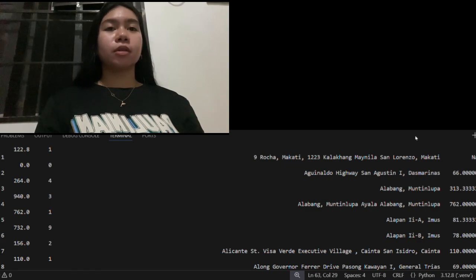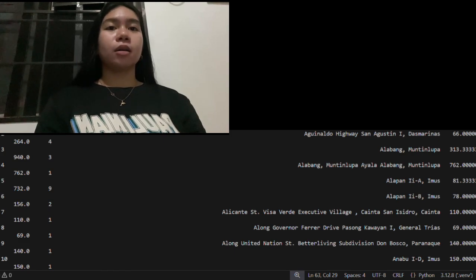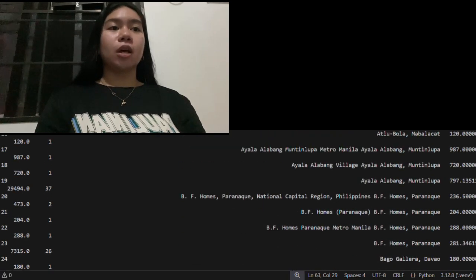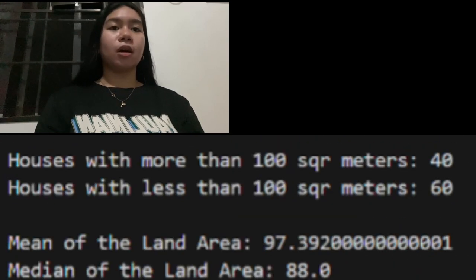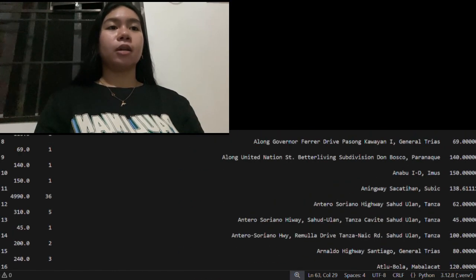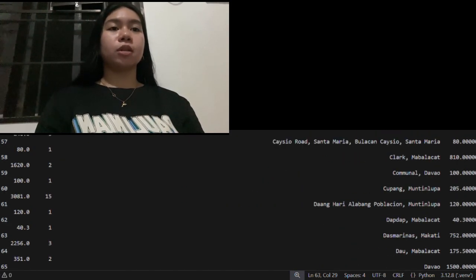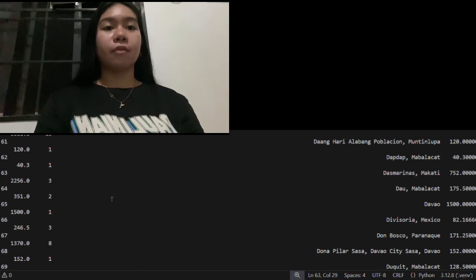Summary of key findings, sir. Based on the results we got after cleaning and analyzing our PH housing dataset, first we looked at the number of properties based on floor area: 60 houses with less than 100 square meters and 40 houses with more than 100 square meters. This means that in our dataset, most of the houses are small to medium size. This is quite common, especially in residential subdivisions and urban areas in the Philippines.